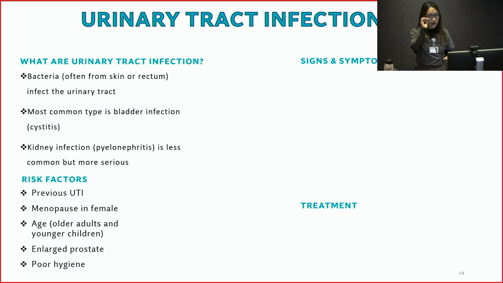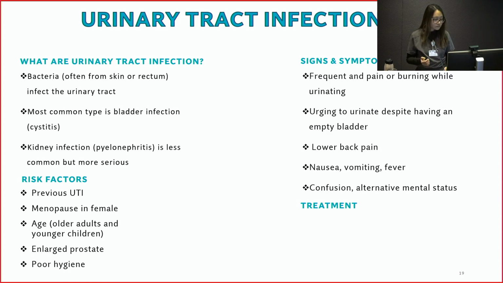There are several risk factors that you need to probably pay attention to, like if you have previous UTI, then you're more likely to have a recurrent UTI. And in females at the menopause age, similar to pneumonia, if you're older or if you are a little kid, then you're more likely to be susceptible to UTI. And if you have any mechanical issue where you have enlarged prostate, and then poor hygiene.